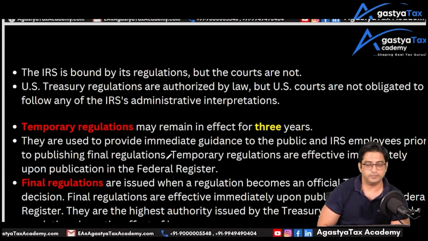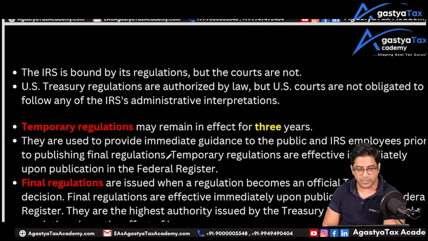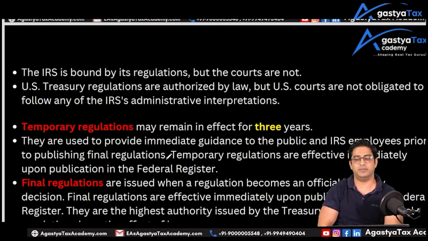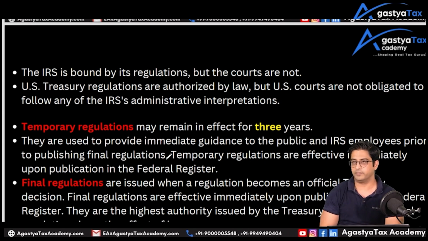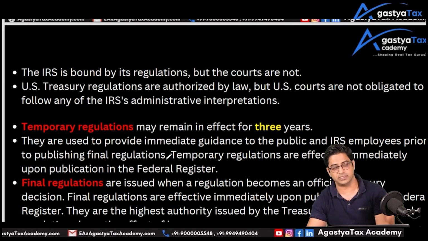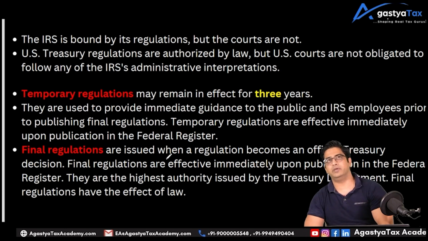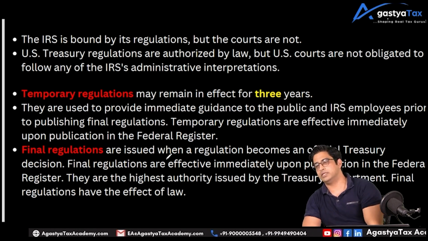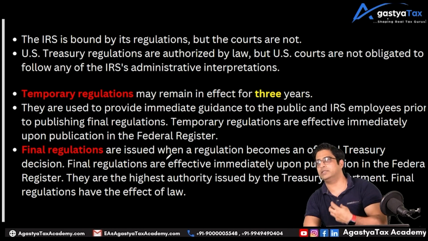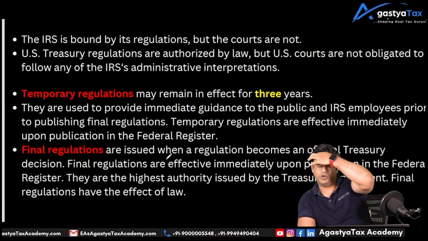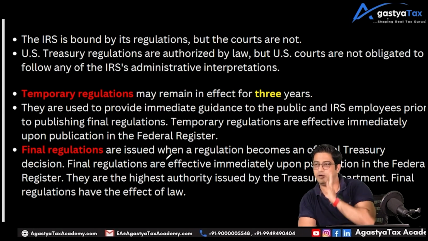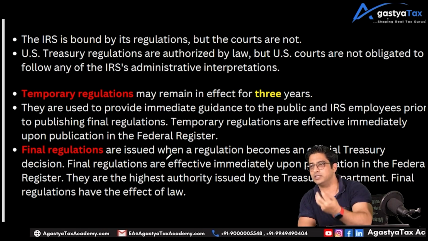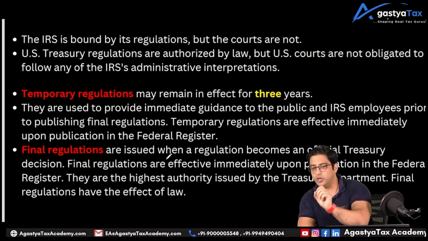Okay? So US Treasury regulations are authorized by law, but US courts are not obligated to follow any of the IRS administrative interpretations. Okay? So we have 3 kinds of regulations. One is proposed regulations. Before the IRS comes up with any regulation, it proposes a regulation. What is proposing a regulation? A regulation is their understanding of the tax law. Whatever is enacted by Congress, they will interpret that particular tax law and then write a regulation.